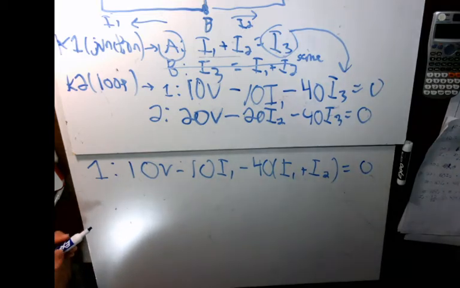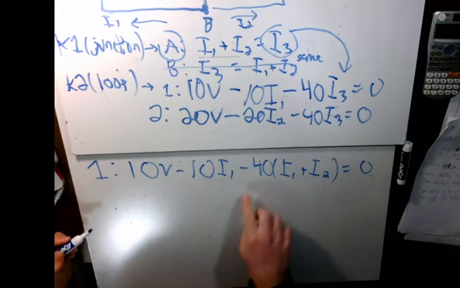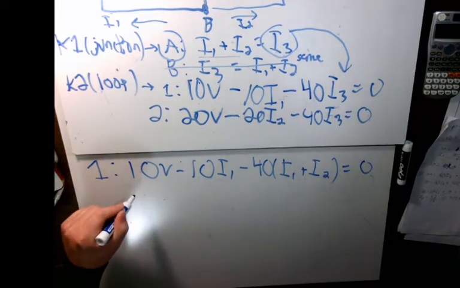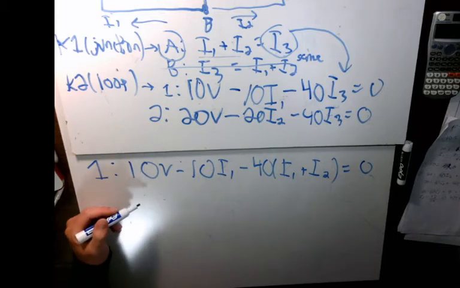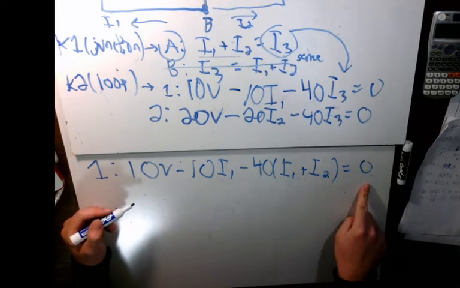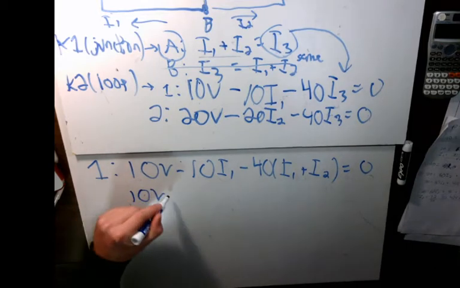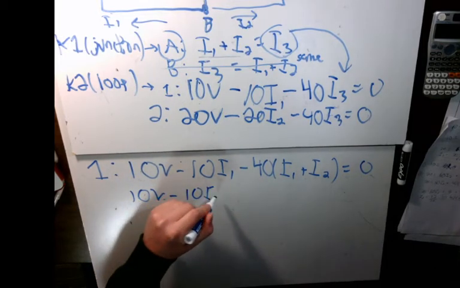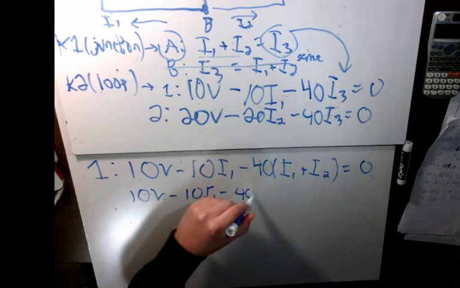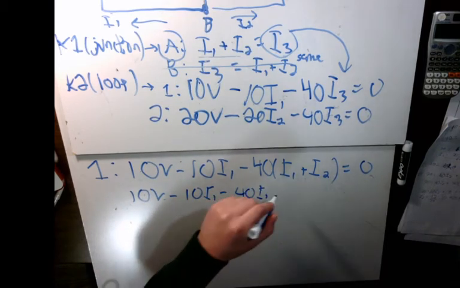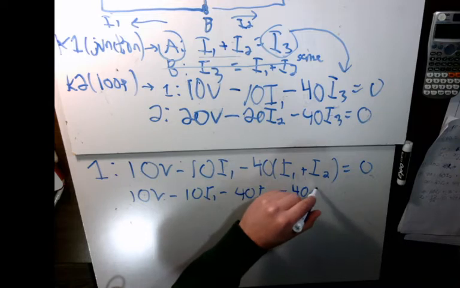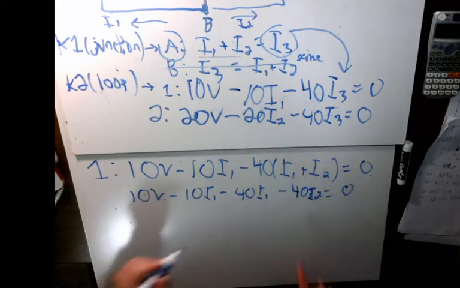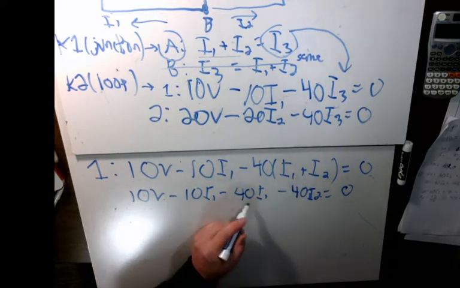And I can simplify this, right? Might as well do that now. I'm going to want to solve this for I2, so I'm going to bring I2 to the right-hand side. 10 volts minus 10I1 minus 40I1 minus 40I2 equals 0. I'll bring this over and combine our like terms here.